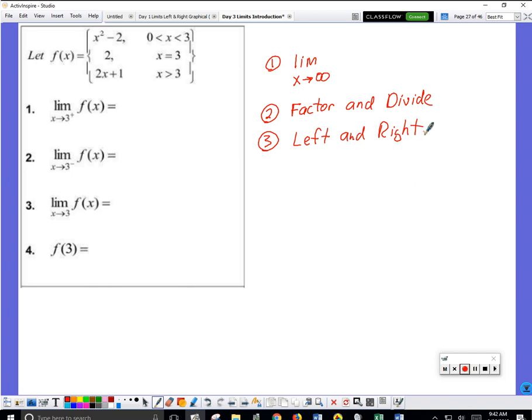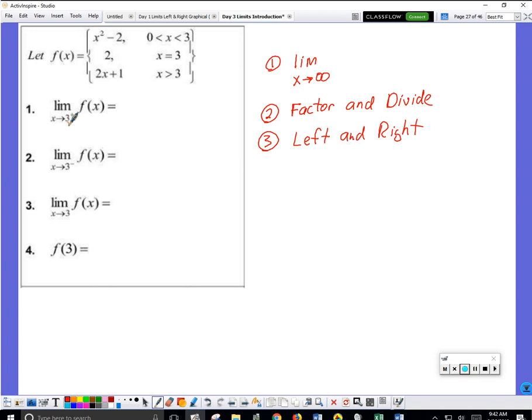So we don't have a limit as x approaching infinity or negative infinity. We don't have any case where we can factor and divide because we don't have rational functions, we don't have fractions. So we're going to check the left and right limit. So over here it says, go find the limit from the left as x approaches 3.